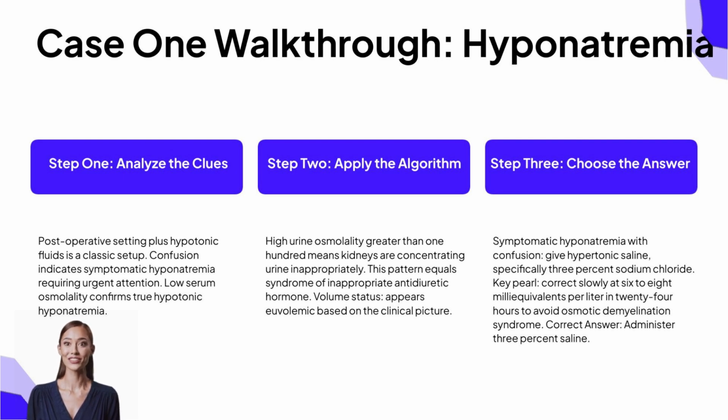Third, choose the answer. Symptomatic hyponatremia needs hypertonic saline, specifically 3% sodium chloride. Remember to correct slowly, 6 to 8 milliequivalents per day, to avoid osmotic demyelination syndrome.